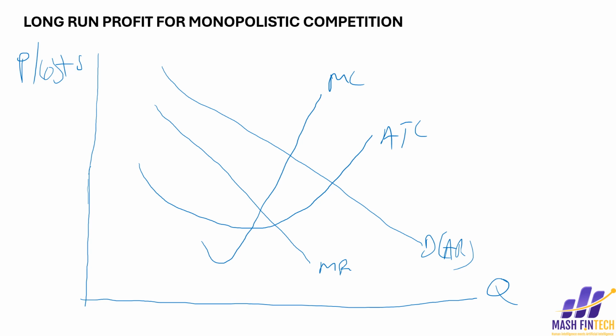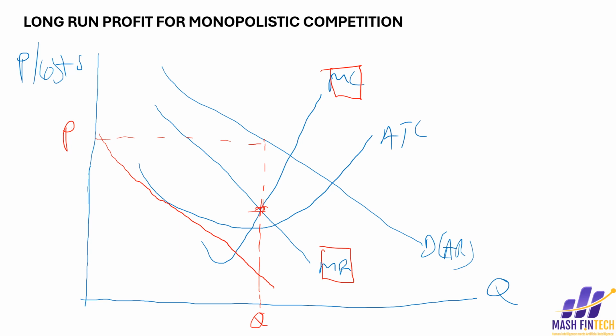Marginal cost here. Where the marginal revenue meets the marginal cost, this point here is the profit maximizing level of output. We go all the way up till we touch the demand curve. This is the price that is charged, right? Now, what happens is, as more firms enter the market, the demand for this particular firm is going to fall. The demand continues to fall until it just touches this average total cost curve.